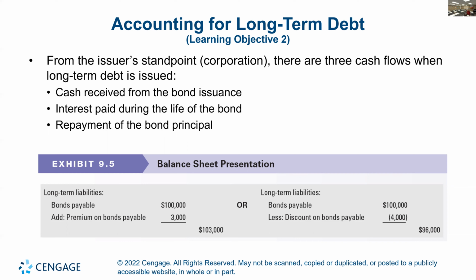So if we had $100,000 in bonds payable that we issued at a premium of $3,000, our long-term liabilities are going to show that we owe $103,000 because that's the amount of cash we received. So we're going to go through a process called amortization that'll slowly take care of that premium and that discount. Okay, it's important to know that premiums increase the liability on paper, while discounts decrease the liability on paper.